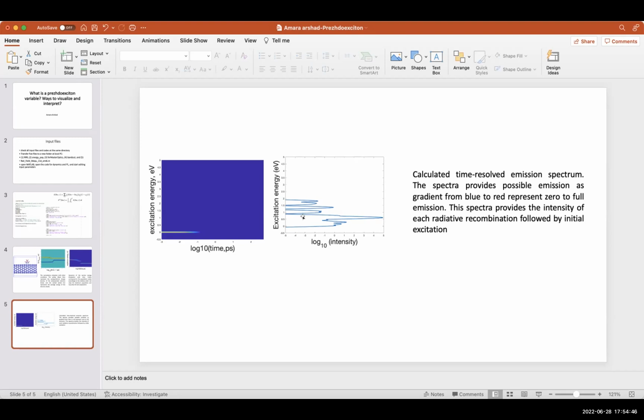So we calculate the time-resolved emission in the excited state, based on the presence of inverse occupation along the excited state trajectory and the intensity of the oscillator strength. And the time integration is simply the time-resolved emission along the trajectory. So these are the results. That's it from my side. If you have any questions, feel free to ask.